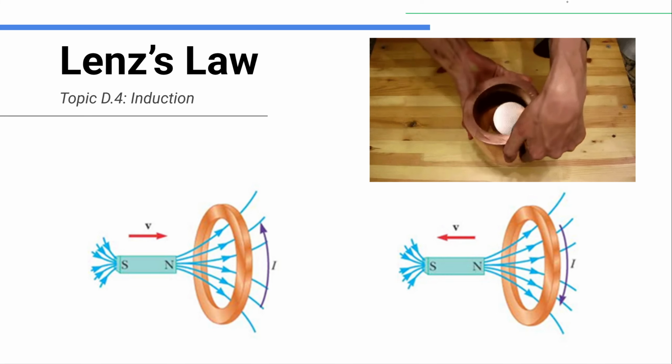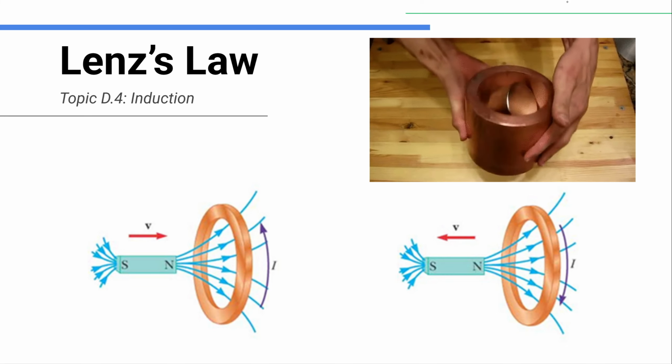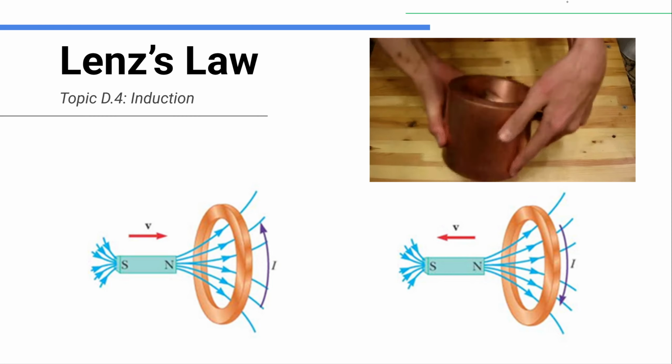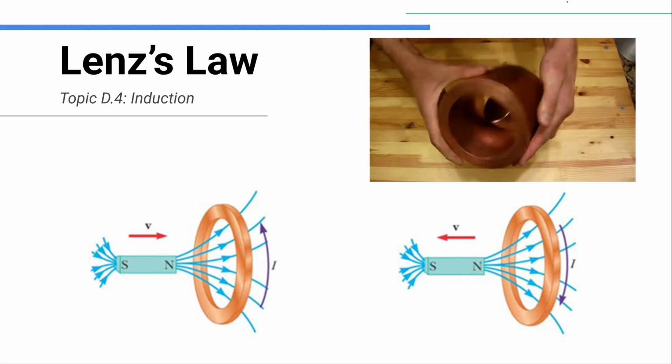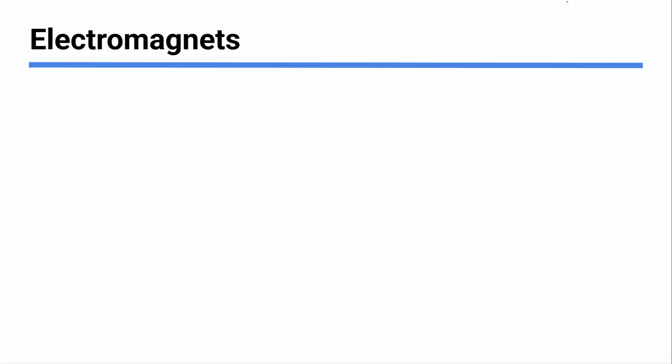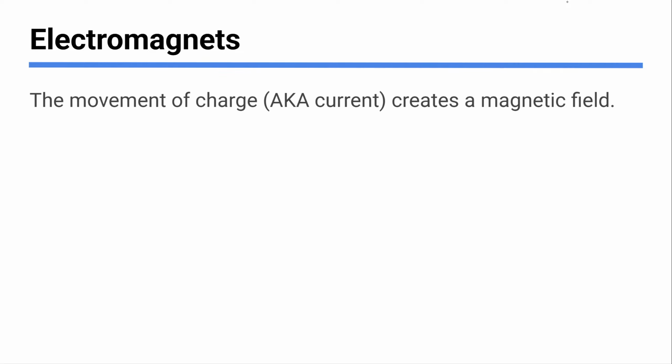Hello, in this video we are talking about Lenz's law, a fun little law that you can use if you need to determine the direction of an induced current. Let's get into it. We're going to be looking at a couple different situations where currents are induced, and often you're looking at something we might call an electromagnet.